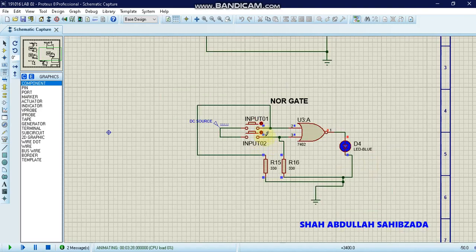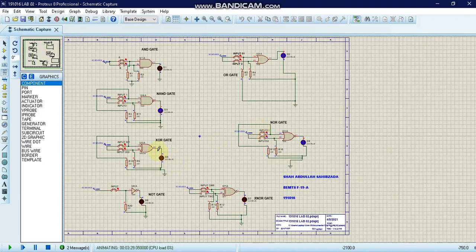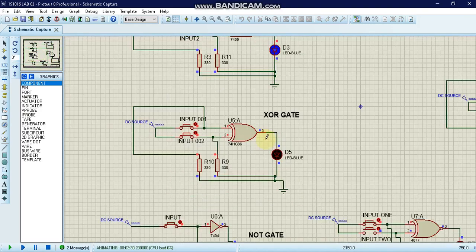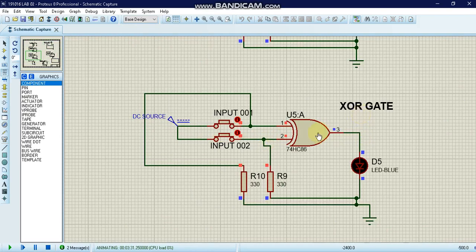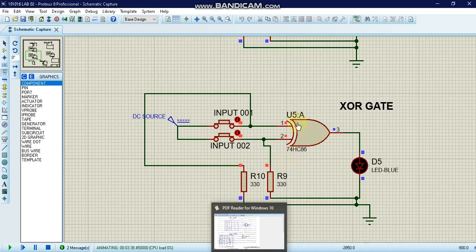Now there remain only two gates, exclusive OR gate and exclusive NOR gate. Now these are two separate gates from the rest of the gates. Now let's see its truth table, how these gates work.